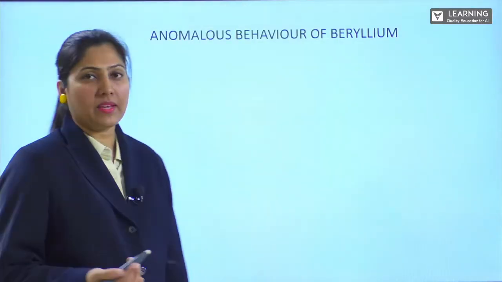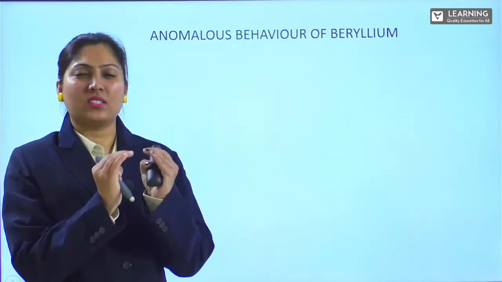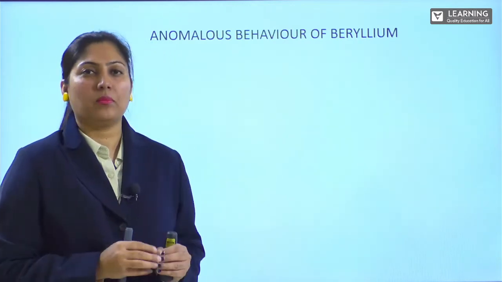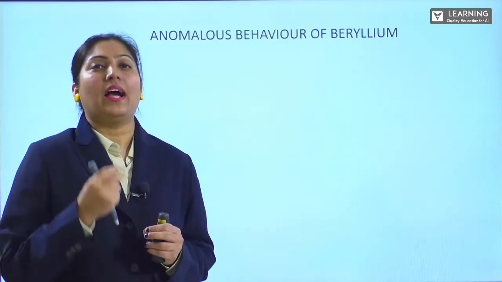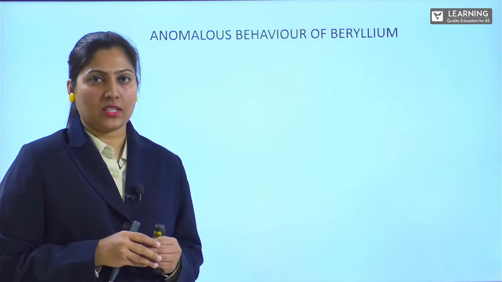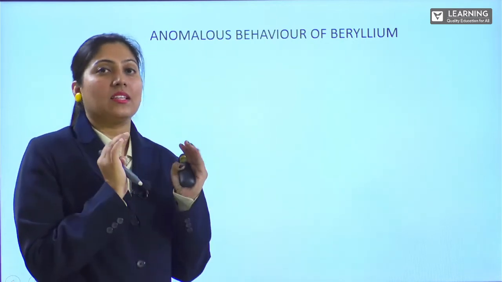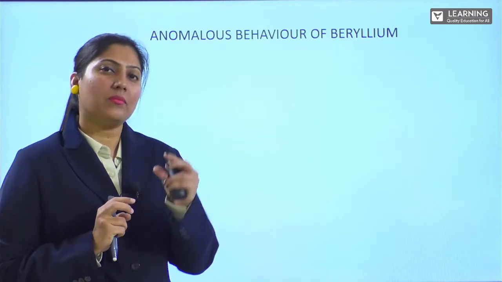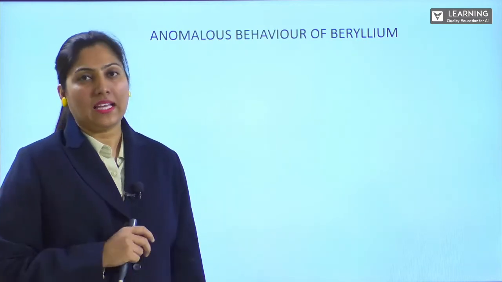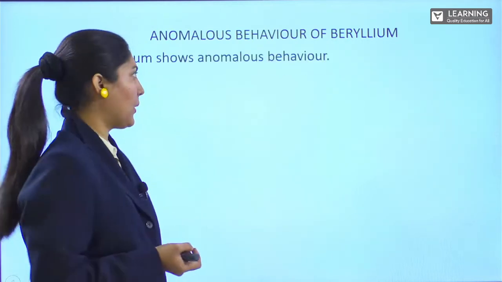Now, anomalous behavior of beryllium. We know that beryllium is the first element of the second group. It has a smaller size and its effective nuclear charge is also high compared to other elements, right? So as the effective nuclear charge and the size matter, it has some differences with the other elements of the same group. That anomalous behavior we'll study now.